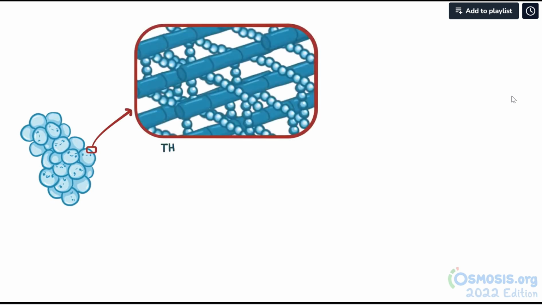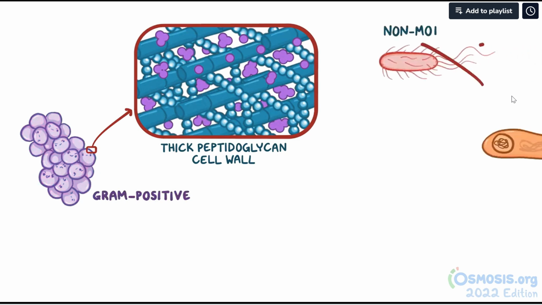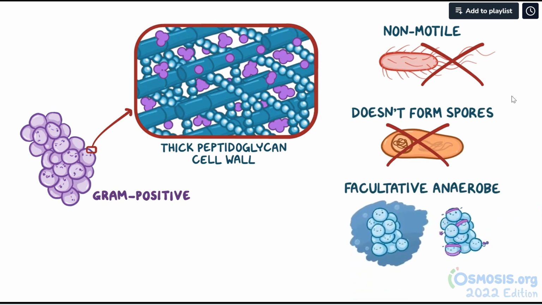Staph epidermidis has a thick peptidoglycan cell wall, which takes in purple dye when gram-stained. So, this is a gram-positive bacteria. It's non-motile and doesn't form spores. And also, it's a facultative anaerobe, meaning that it can survive in both aerobic and anaerobic environments.